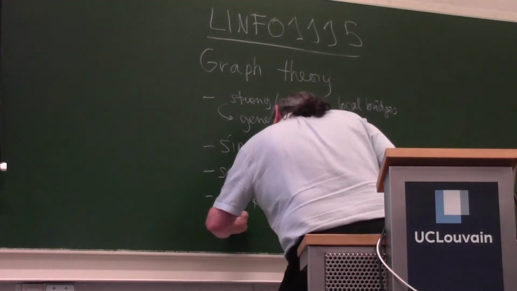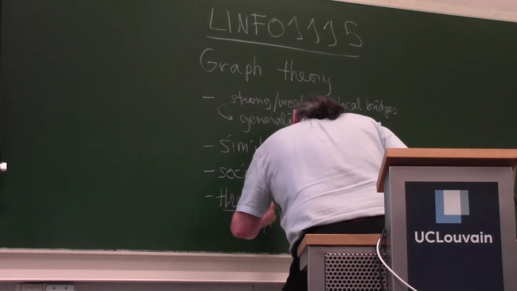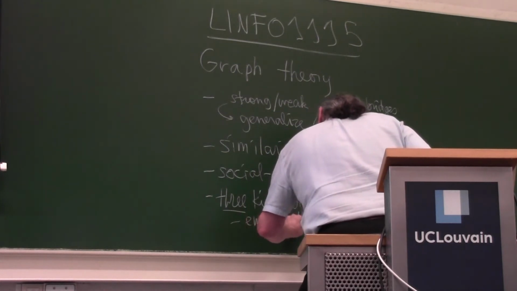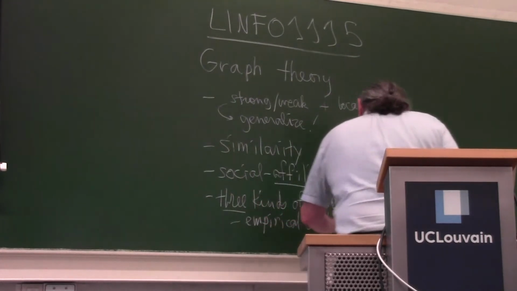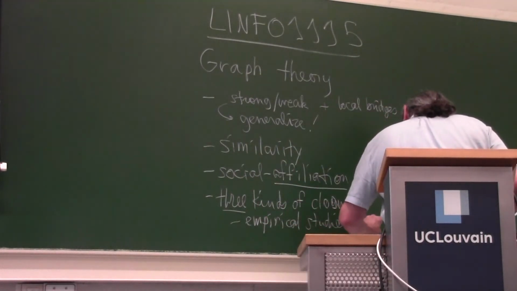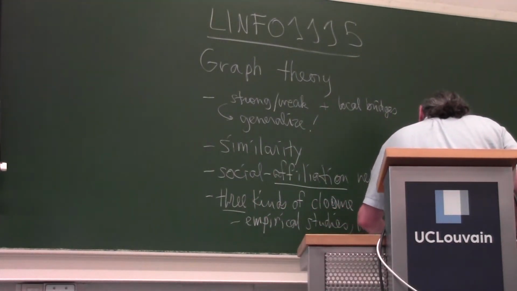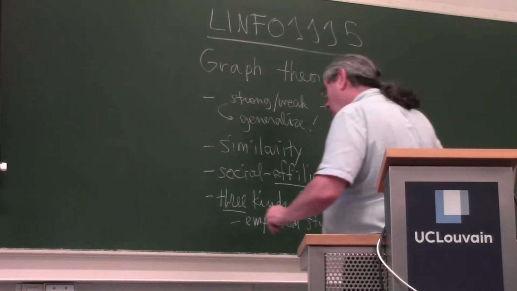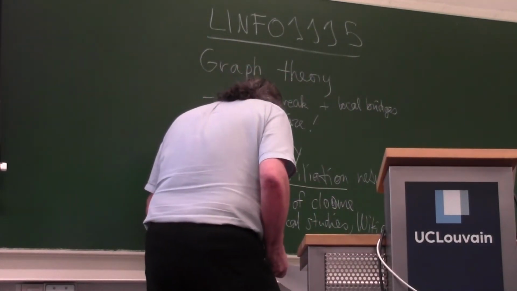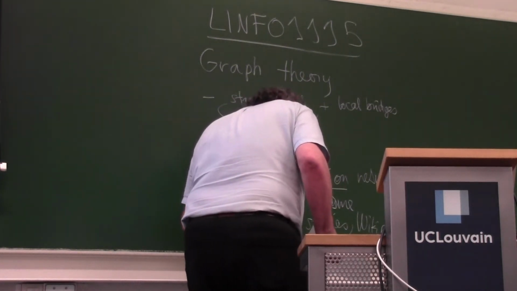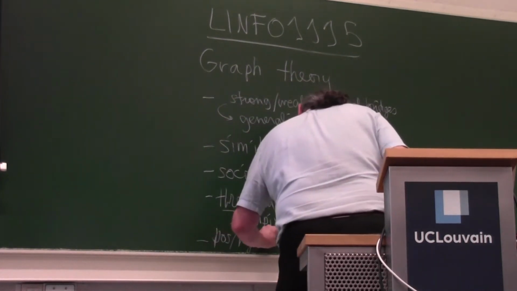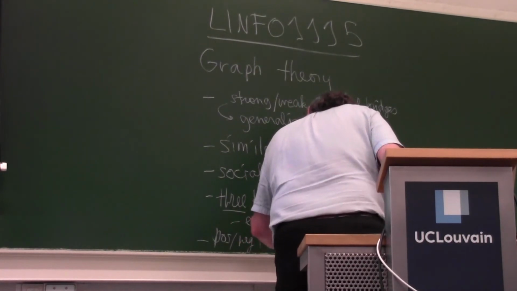And then I'll show some empirical studies. So this is studied for the internet, and also we have a really nice Wikipedia study that I'm going to explain. And the final thing is positive and negative relationships. So friends and enemies.